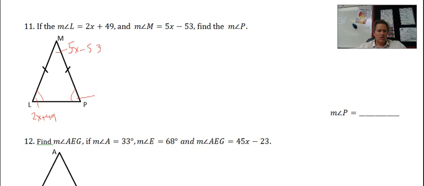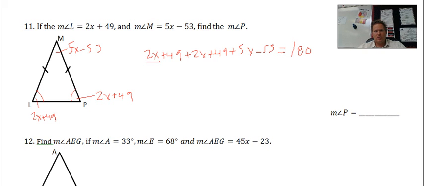Base angles are always going to be congruent to each other. So that means that they have to be the same. So now I have all three angles. I have 2x plus 49, and there are two of them, so I can times it by 2 or just add it all together. And I have a 5x minus 53. And when I have all these three angles added together, it's always going to equal, triangle equals 180.